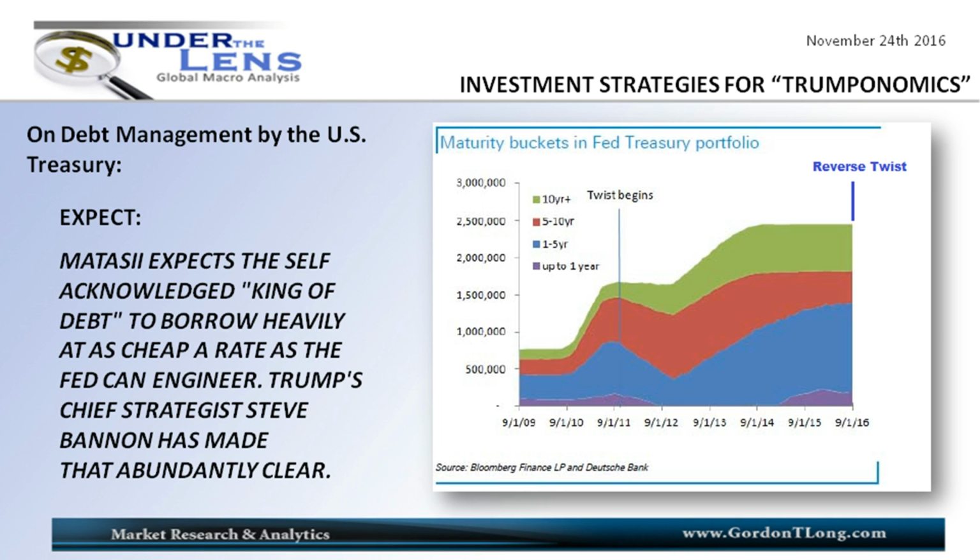Well, because it makes our budget deficit look good for 1 year, but the cost of that is for 30 years. You're missing the opportunity to lock in those low rates. What do we expect? We expect the self-acknowledged king of debt himself, Trump, to borrow heavily at as cheap a rate as the Fed can possibly engineer. Trump's chief strategist, Steve Bannon, has made that abundantly clear.